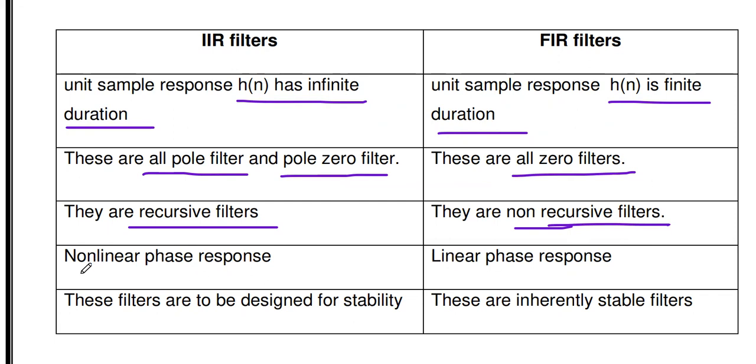Then IIR has a non-linear phase response, while FIR filters have a linear phase response, that is theta of omega is directly proportional to omega. Then IIR filters have to be designed for stability, but FIR filters are inherently stable, automatically stable. In IIR, we have to use some special technique in order to design a stable filter. So this is the comparison between IIR and FIR filters.